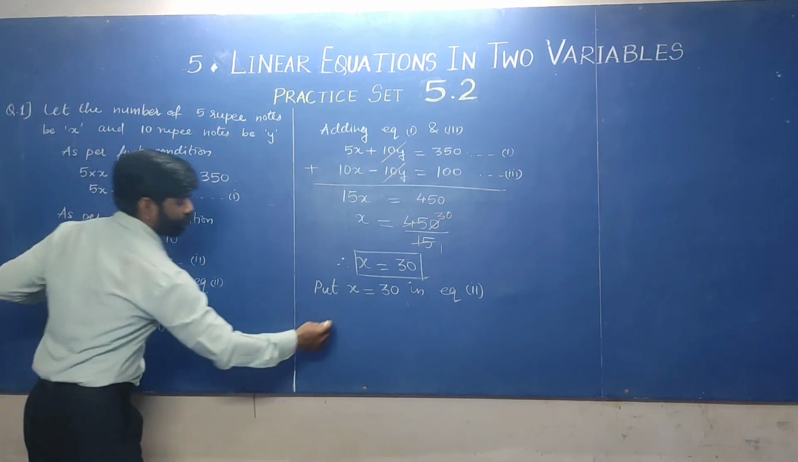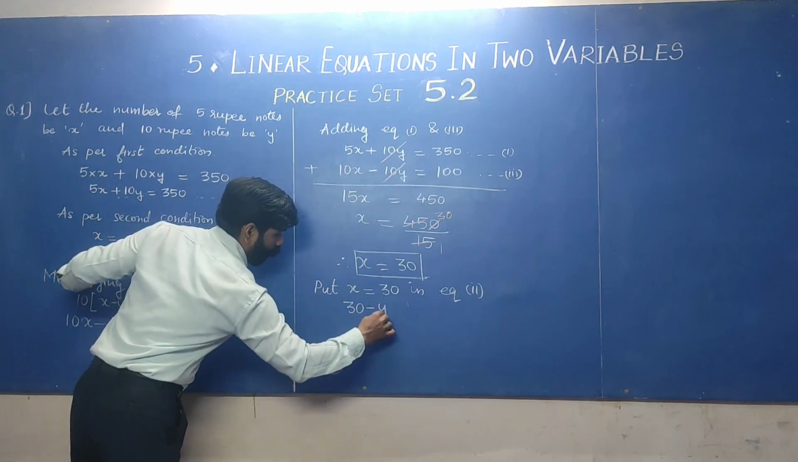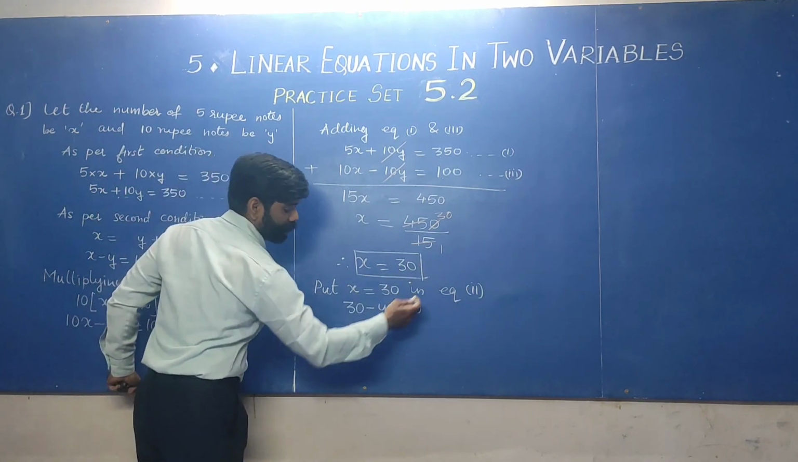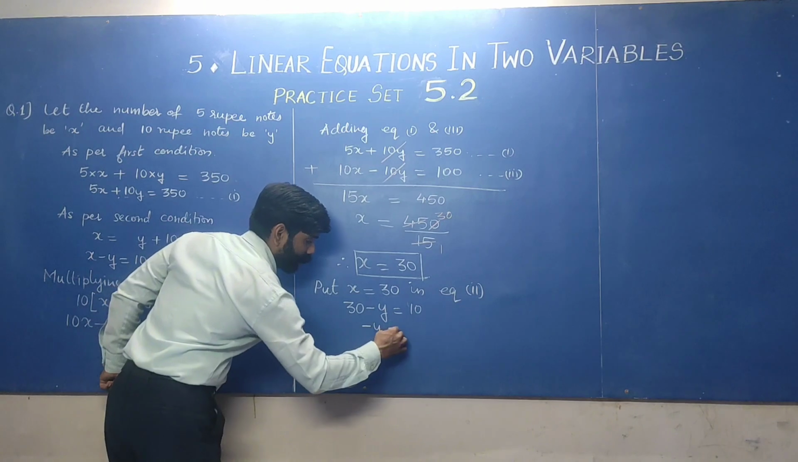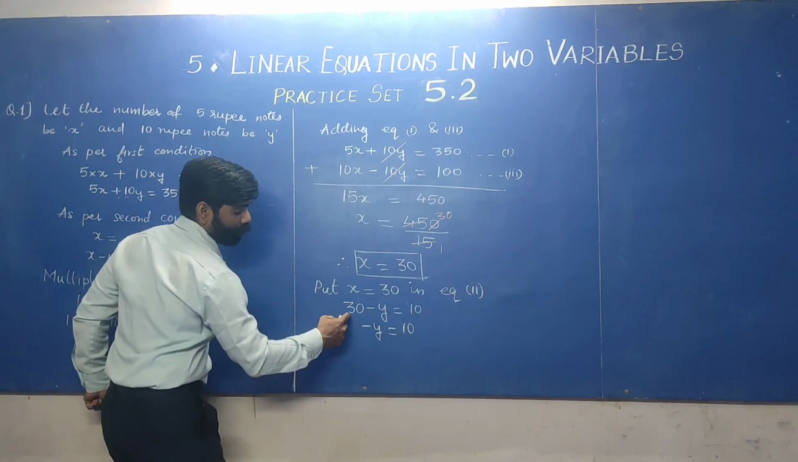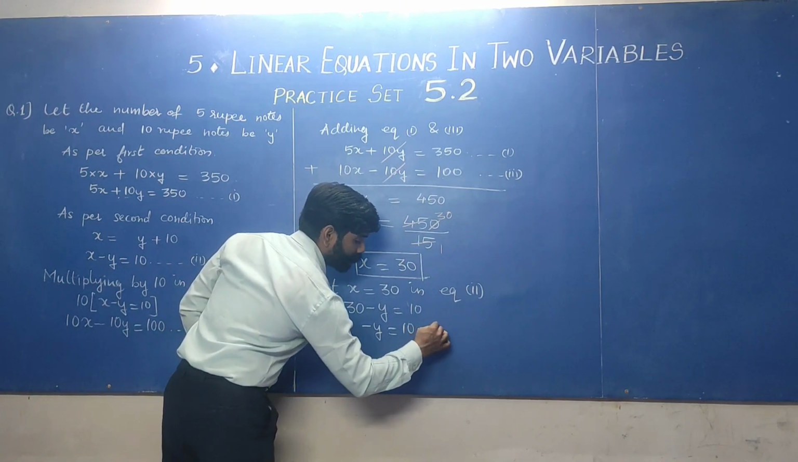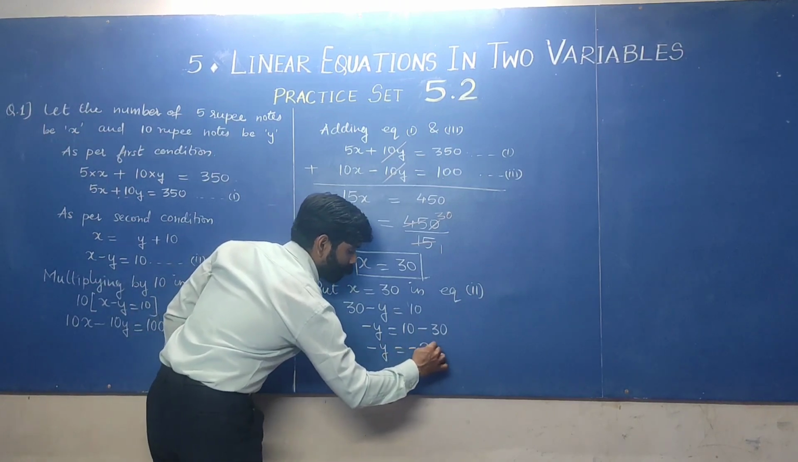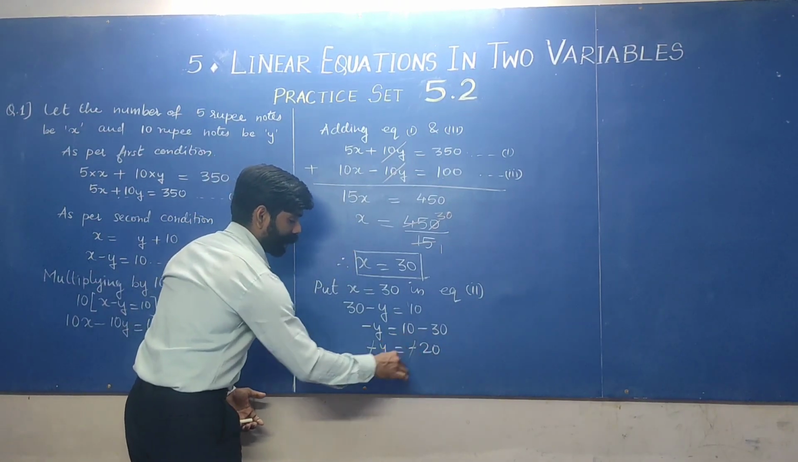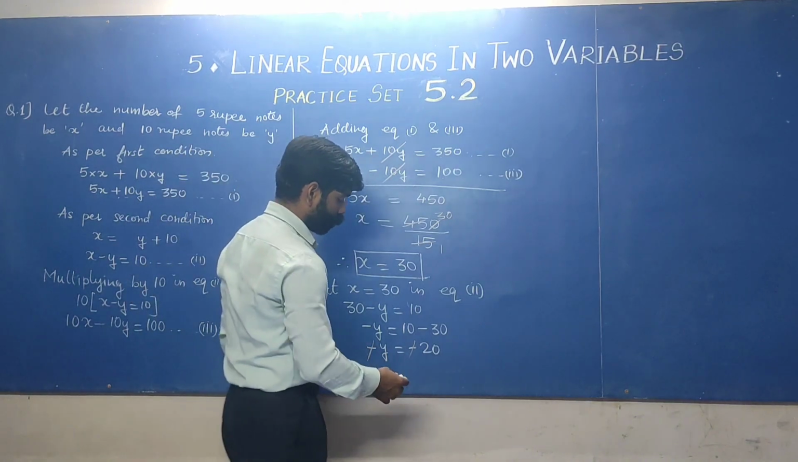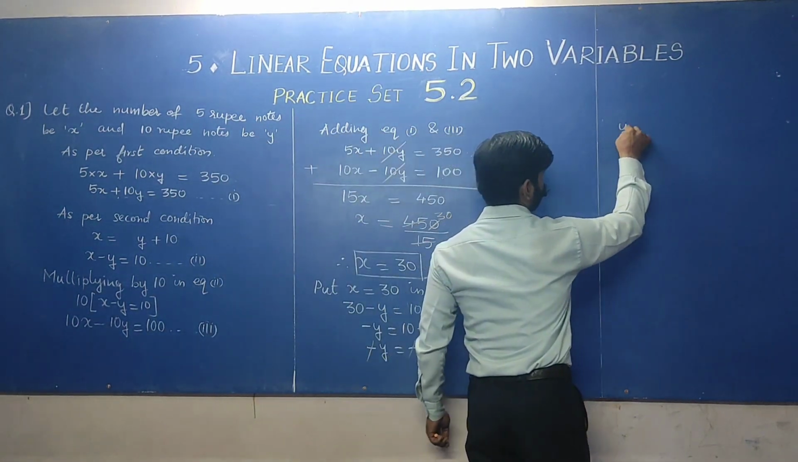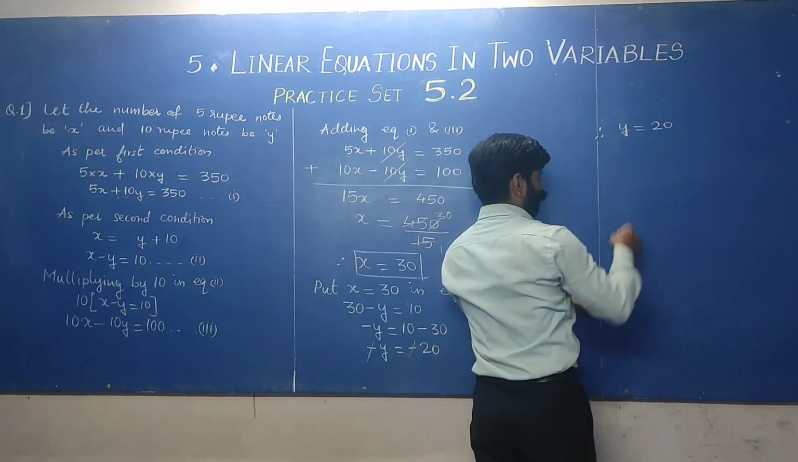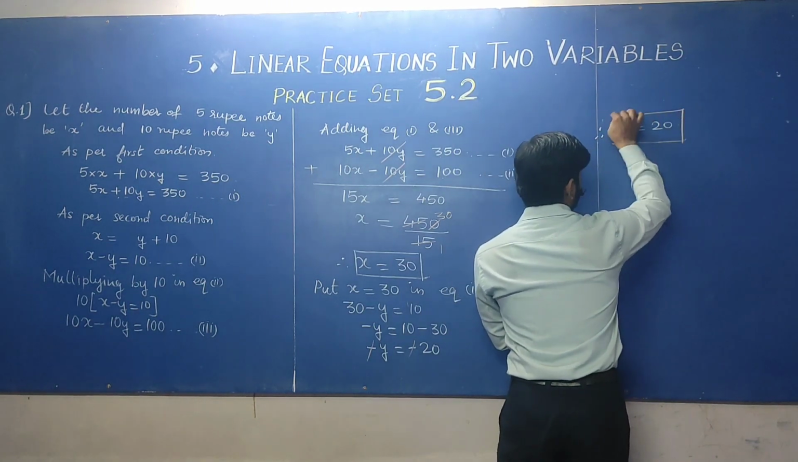So I am putting x is equals to 30 into x minus y is equals to 10. Okay, students, I am taking this 30 to the right hand side. Here minus y is remaining, 10 was the same, and 30 going to the right hand side will become minus. So I will get minus y is equals to minus 20, and the minus and minus signs get cancelled. So I will get y is equals to 20. So the final answer I got is y is equals to 20.